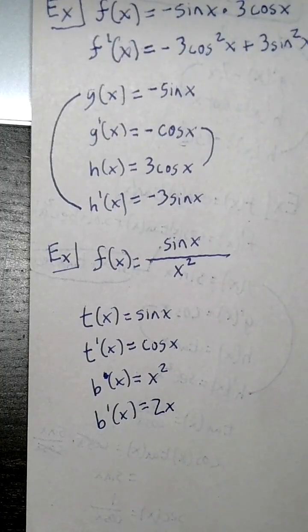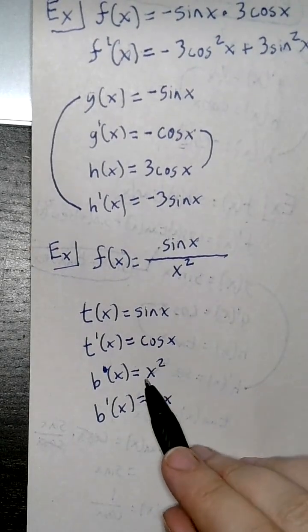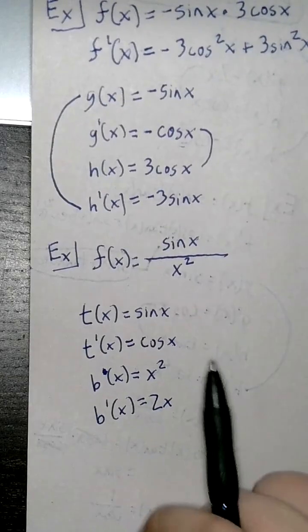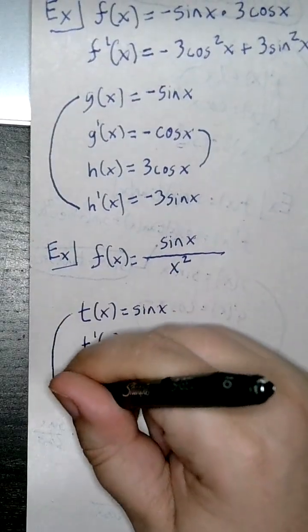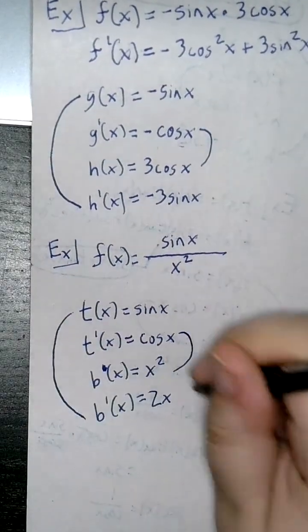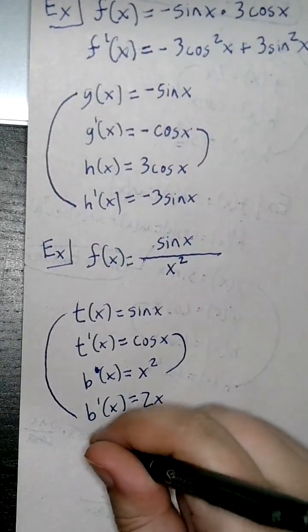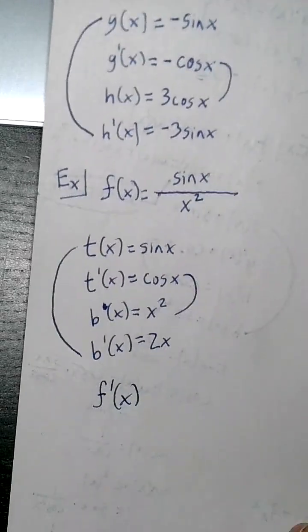Yes, indeed. So yeah, the derivative is just 2x because of power rule. Move the x out front, subtract 1 from the exponent. So now I have everything I need to do the quotient rule. So I'm going to link those together. And now I'm going to do the quotient rule down here. Why? Because I can.